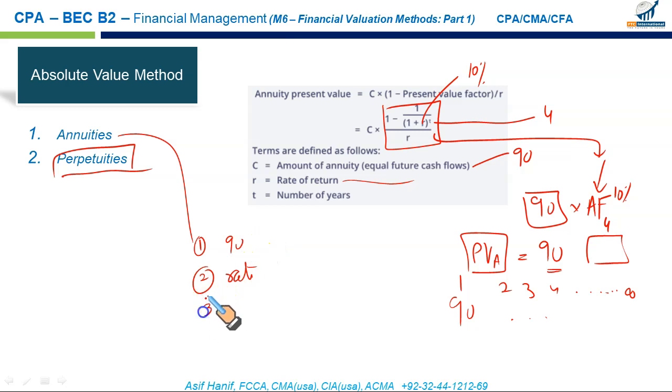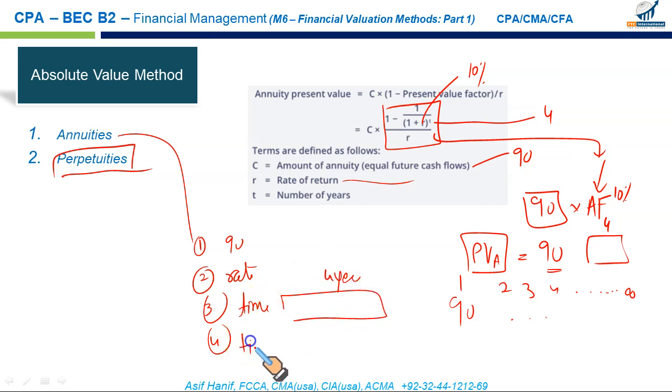Third, you need to have the duration of the annuity. Is it for 4 years in our example, 10 years, 15 years? So you need to have a specific time for it. And finally, you need to also know the timing of annuity. Remember, the time means the total duration. In our example, it was 4 years.